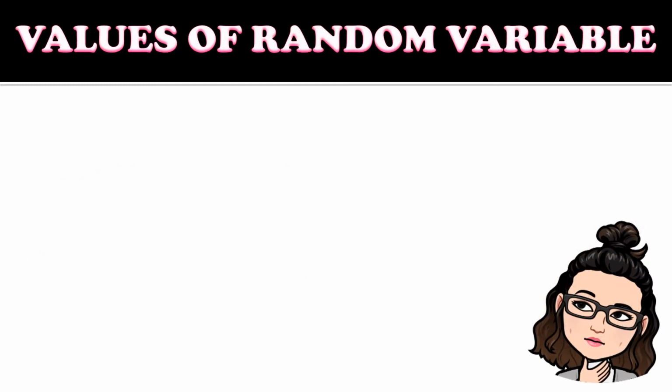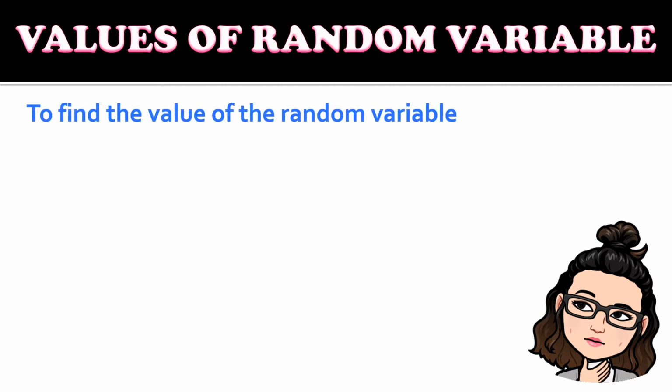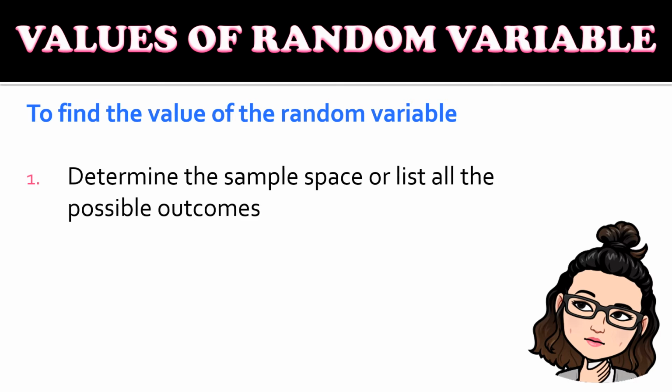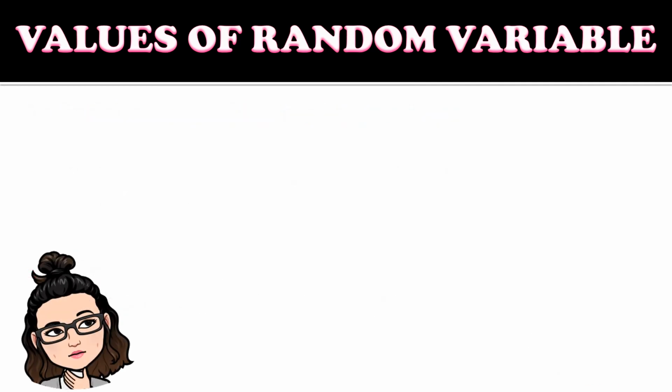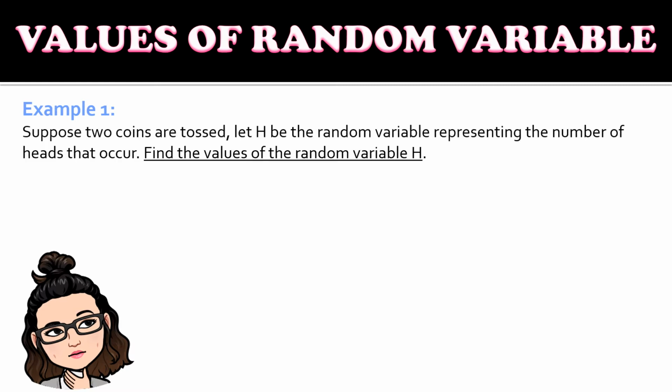Next we have finding the values of a random variable. To find the value of the random variable, first we determine the sample space or list all the possible outcomes. Then we count the number of the random variable in each outcome in the sample space. For example, suppose 2 coins are tossed, let H be the random variable representing the number of heads that occur. Find the values of the random variable H. Let H represent the head and T the tail.